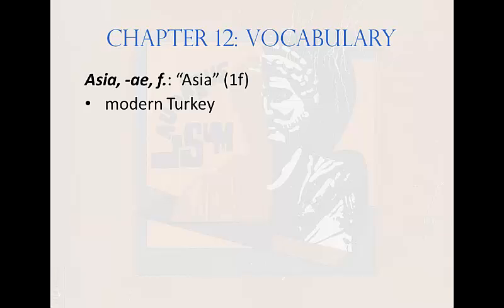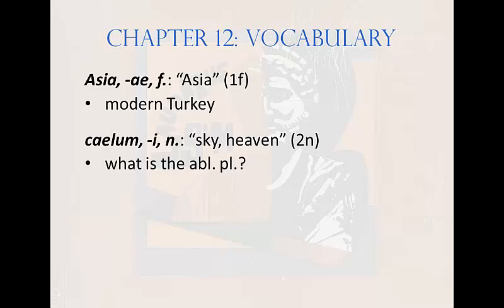Eventually, as the Greeks and Romans extended their understanding of the wider geography of the world, the name Asia came to be applied to the entire continental mass, now called Asia. The next word is caelum, caeli, neuter, meaning sky or heaven. It's a second declension neuter noun. What would be the ablative plural of this word? Good, caelis.